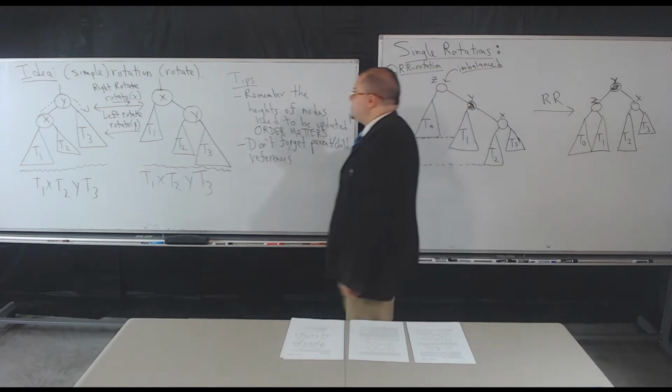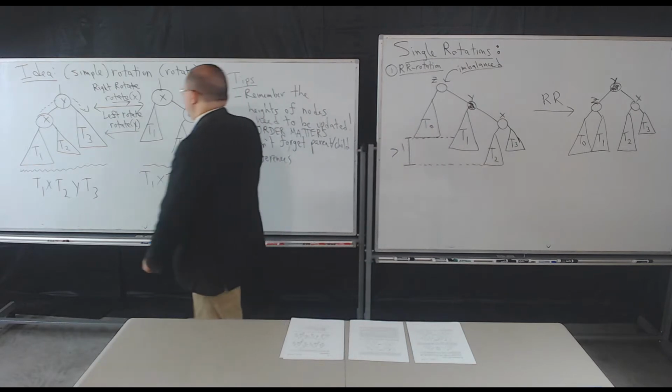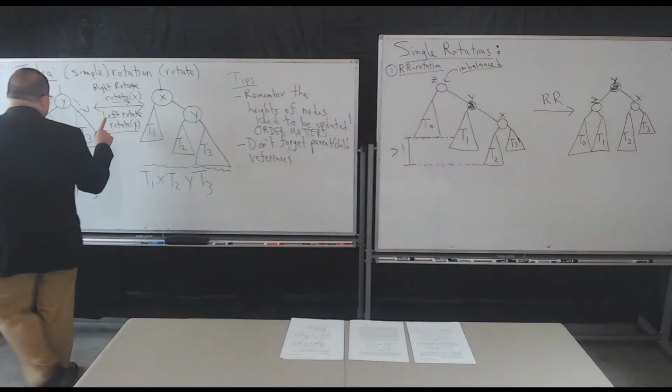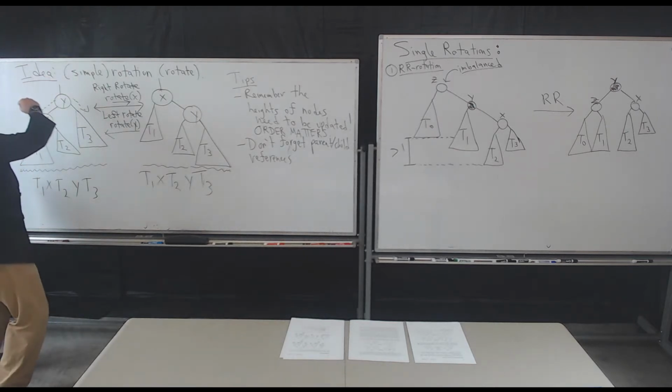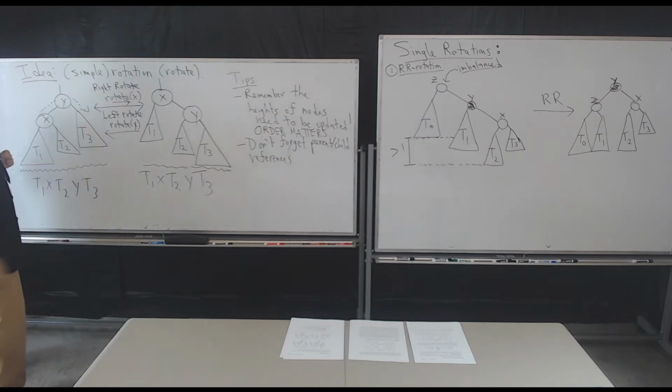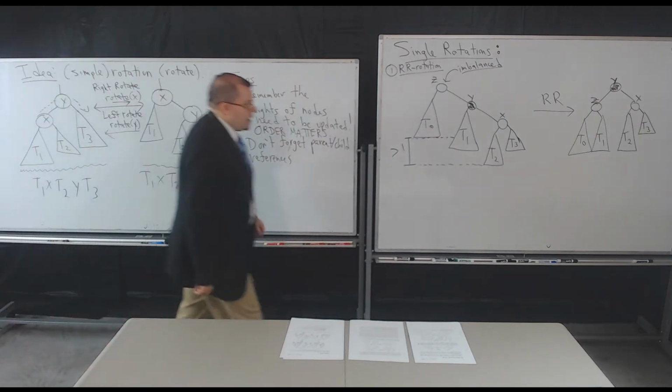To do this, we'll use this rotate operation. We have right rotates and left rotates. The idea in a right rotate is you imagine I take x and I promote it up to become the root of the subtree, and I demote y.